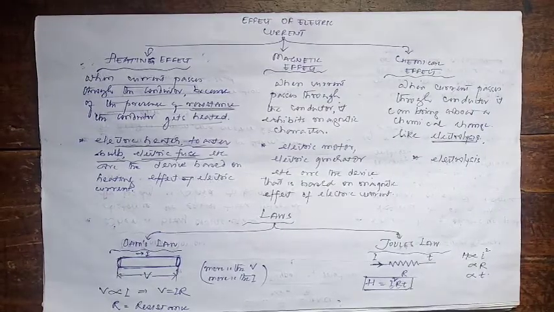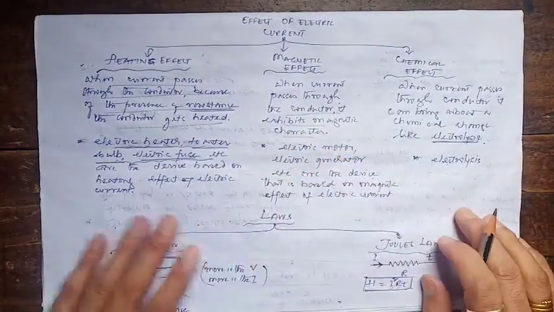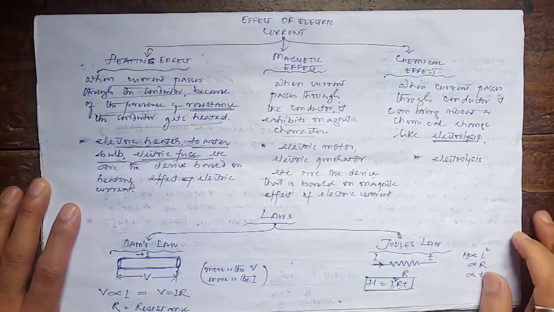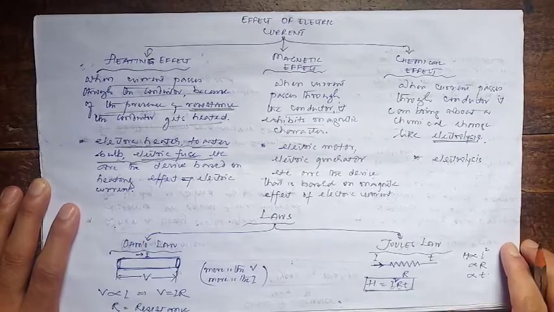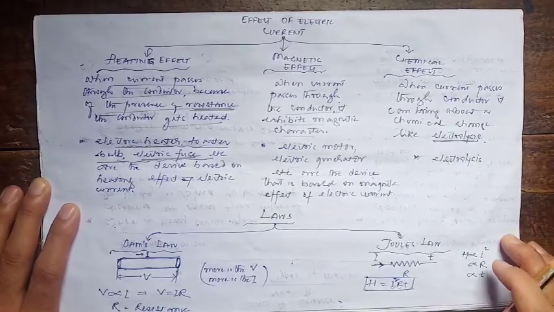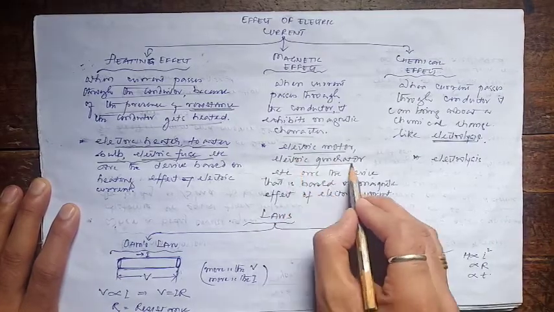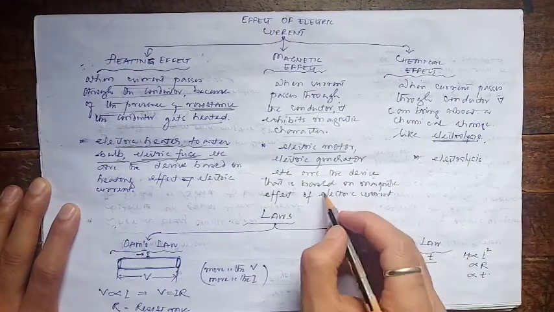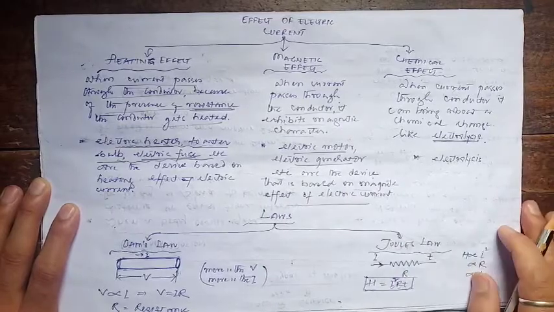Magnetic effect: when current passes through the conductor, it exhibits magnetic character. This means when the current passes through the conductor, it behaves like a magnet. It produces magnetic behavior around it. That's the magnetic effect. There are some important devices which work on this magnetic effect of electric current, students. These are the electric motor, the electric generator, and many more such devices which work on this principle. That's the magnetic effect of electric current. We will discuss more about this in the next chapter.